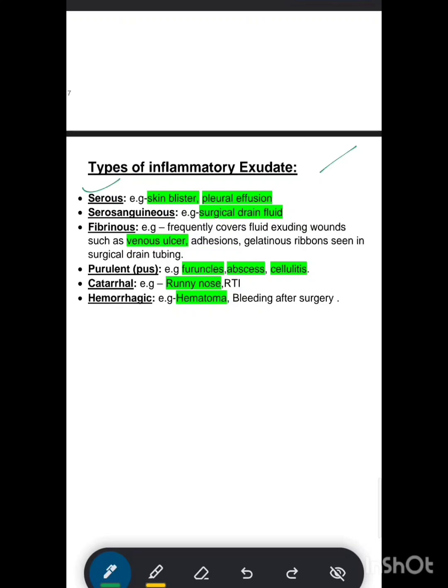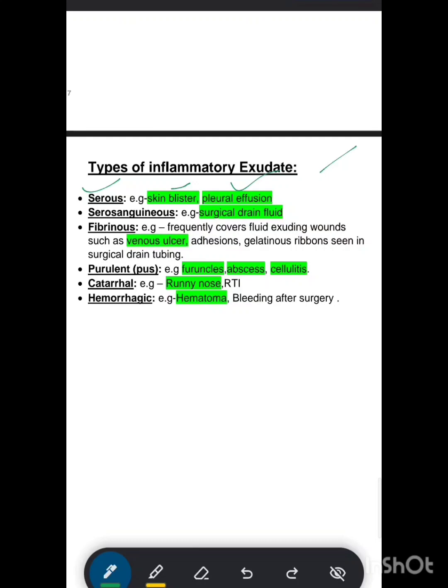Serous is seen in the early stage of inflammation, and it results from outpouring of fluid. Some examples are skin blister and pleural effusion. And next is serosanguinous. Serosanguinous is found during the midpoint of healing after surgery or tissue injury. It is composed of RBC and serous fluid.